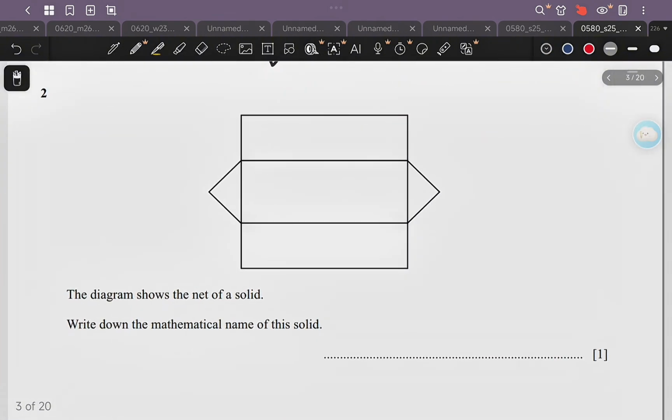And next, the diagram shows a net of a solid. Write down the mathematical name of the solid. So if you imagine in our head, if we close this shape, it becomes a prism. So it's a triangular prism.